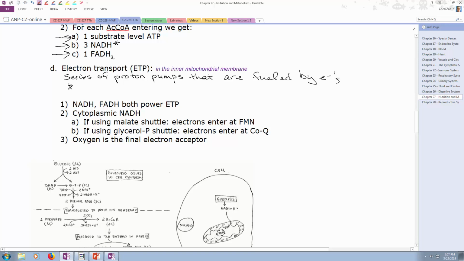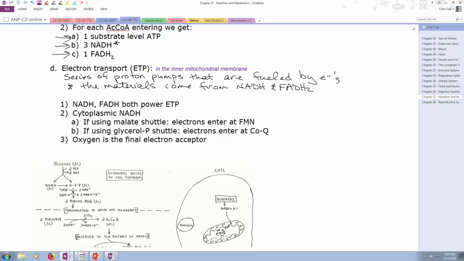And the materials for proton pumps and electrons come from NADH and FADH2. So we'll get our protons from NADH and FADH2, and we'll get our electrons from NADH and FADH2. So that's what's important that you realize.